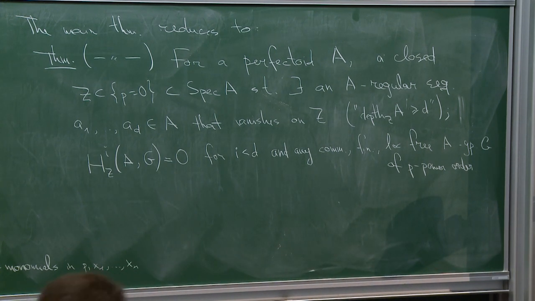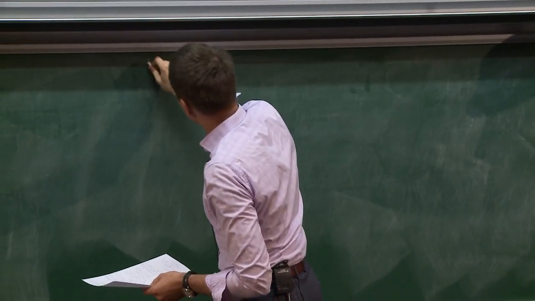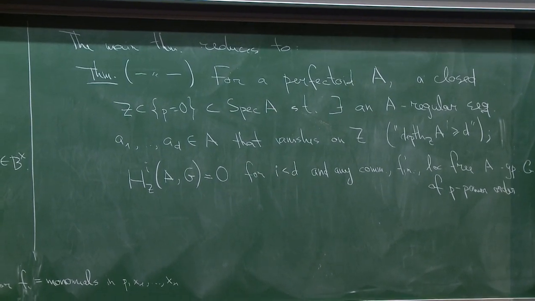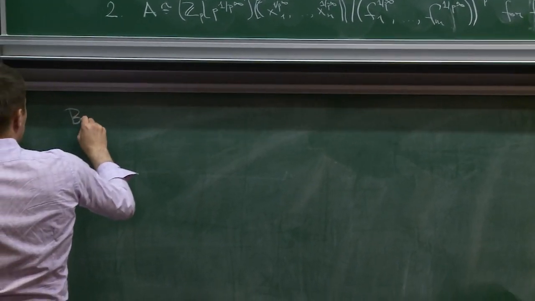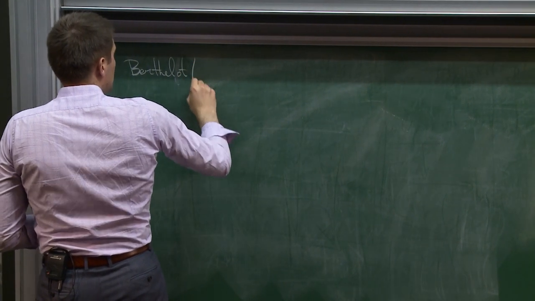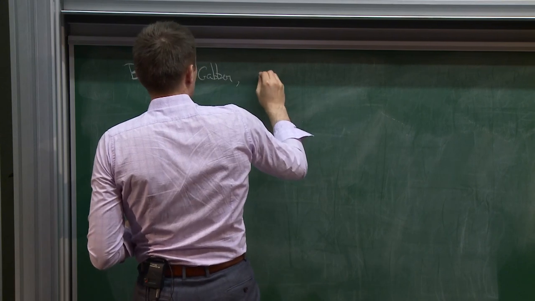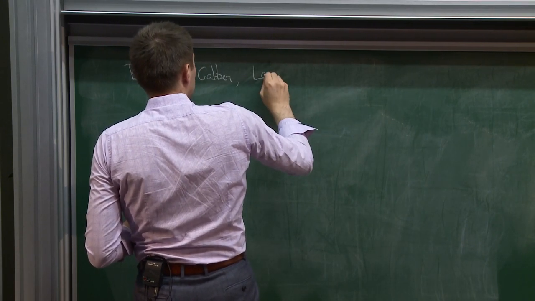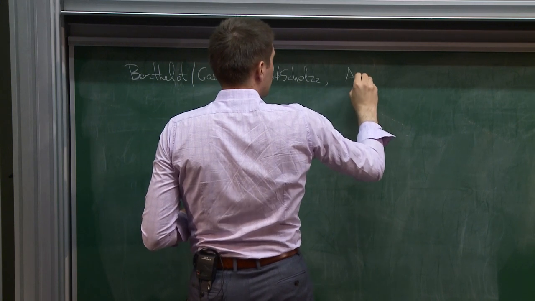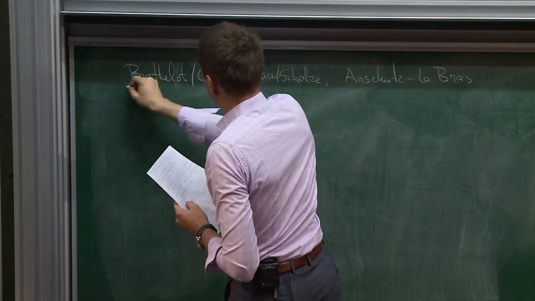And to get this perfectoid statement, we use classification results for such finite locally free group schemes over perfectoid rings. These have been shown first in the positive characteristic setting, namely in the setting of perfect F_p-algebras, by Berthelot and Gabber. Berthelot did the perfect valuation ring case, and Gabber built on his method. Then by Ike Lau and Peter Scholze in the mixed characteristic case, and there's also ongoing work of Anschütz and Le Bras, who give a prismatic interpretation of the construction.